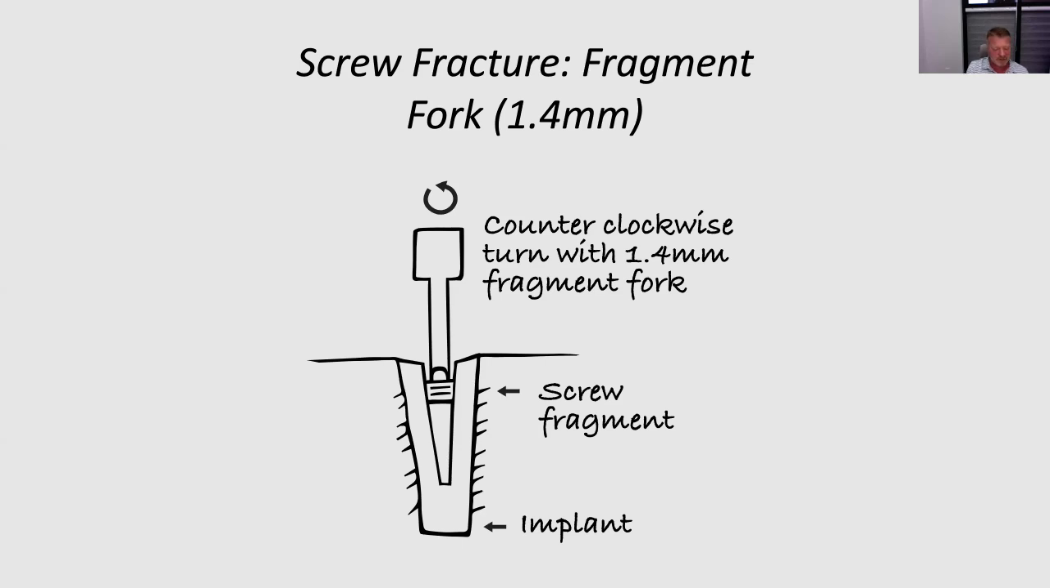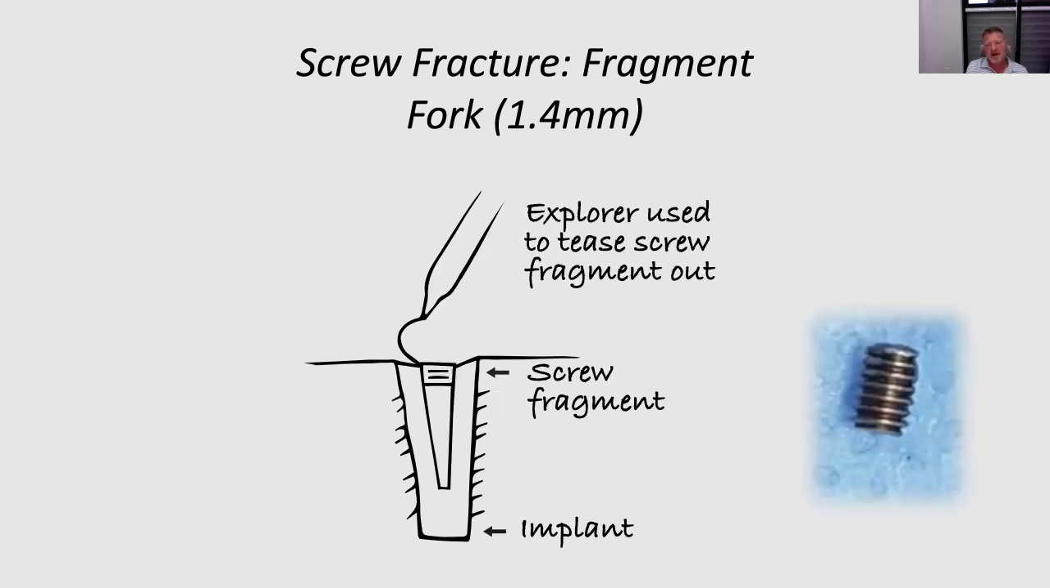So I love using that fragment fork. And then as you're working it, you'll see that fragment get right up to the top. At that stage, I'll normally grab an explorer and just keep teasing it, and it'll be really loose. You'll start to get really excited because, I almost got it. And then you realize it's a little bit longer than you thought. So you can get in there with hemostats and take it right out. But that fragment fork will get it moving up for you in the right direction.